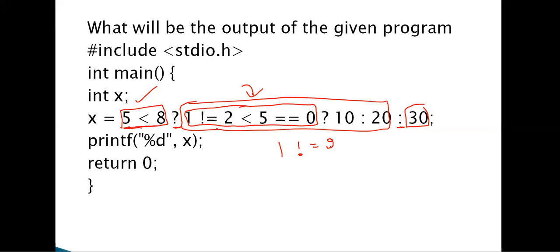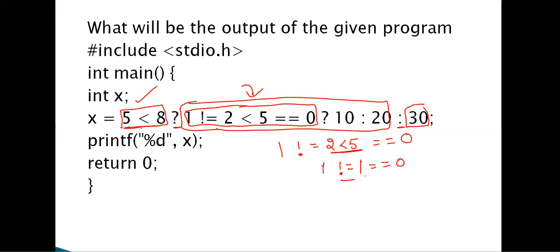Now I will write down the condition: 1 not equal to 2 less than 5 is equal to 0. We have more than one operator. Which one is executed according to precedence levels? The relational operator is executed first. That means first 2 less than 5 is evaluated. True or false? True. True means 1, so it is replaced with 1. This is a relational operator, so the output is either 1 or 0.